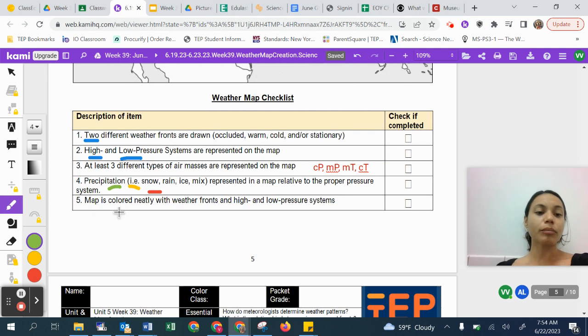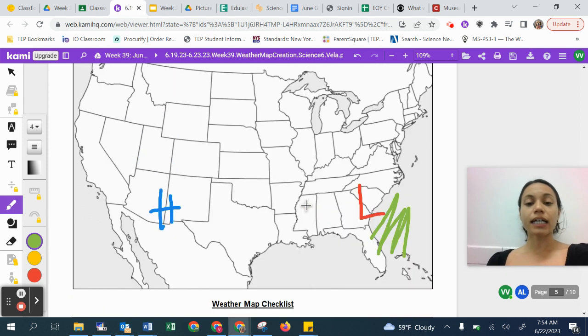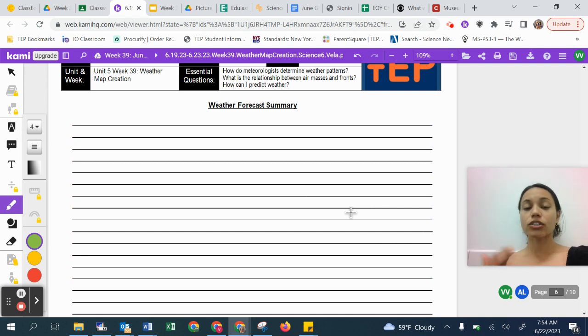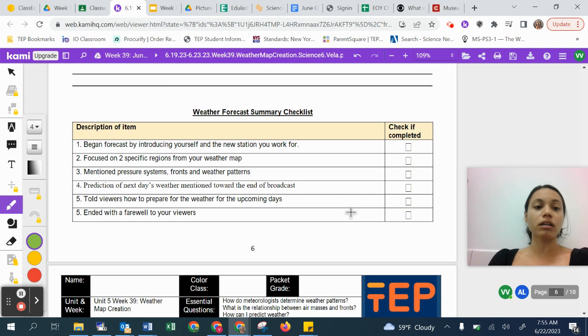Cool. Number five is colored neatly with weather fronts and high and low pressure systems. So I'm going to give you a bag of colors, and you can color this map, and I need to see how you displayed it. Cool? Awesome. After that, you're going to have a weather forecast. So, where are you going to look for the information to write in this weather forecast? Well, I gave it to you here: you begin the forecast by introducing yourself and the news station you work for. At the news station, you can make it up, or you can say, "Hey, I'm working for CBS News Channel 4." Up to you.